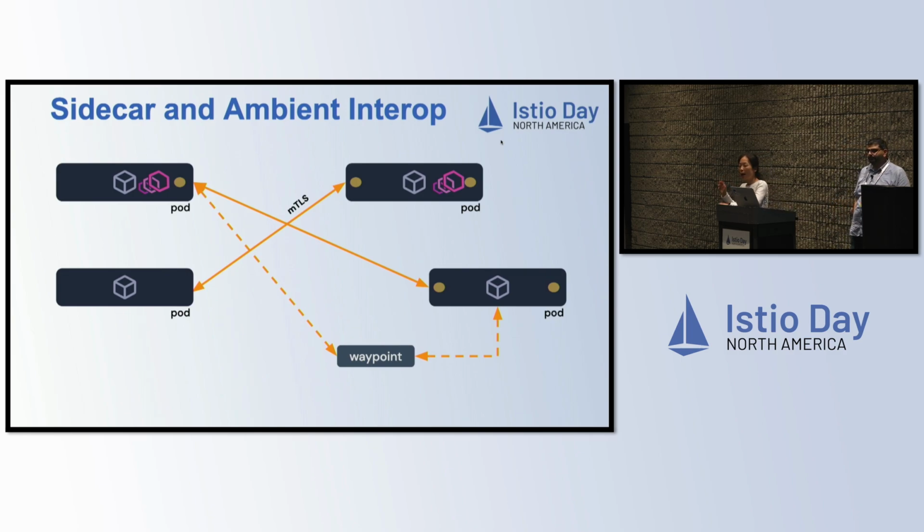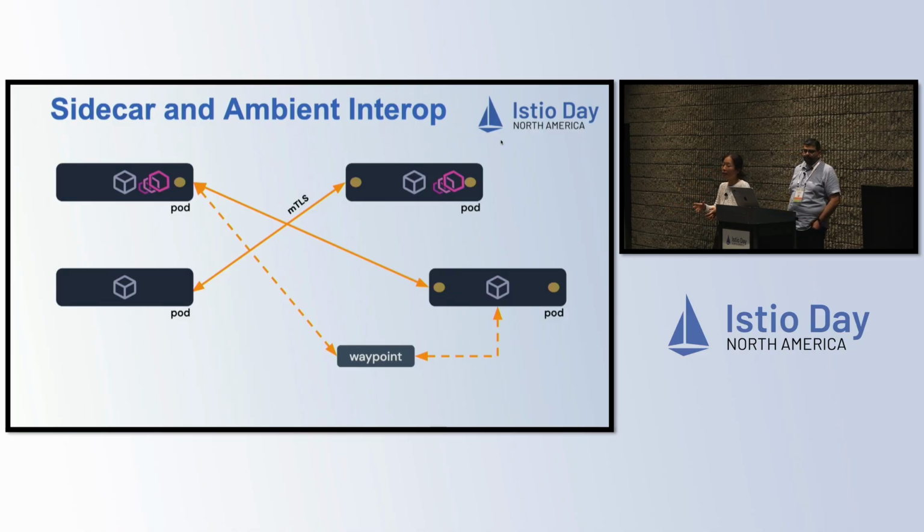Sidecar to ambient migration, a couple of caveats I want to call out. If you are looking at sidecar and ambient interop, and you don't need any layer 7 function, sidecar and ambient interop is pretty straightforward. You can have ambient and sidecar interop. The only caveat is you do need to make sure your sidecar supports ambient: enable ambient and restart your pod, and you will be able to upgrade your sidecar to support ambient.